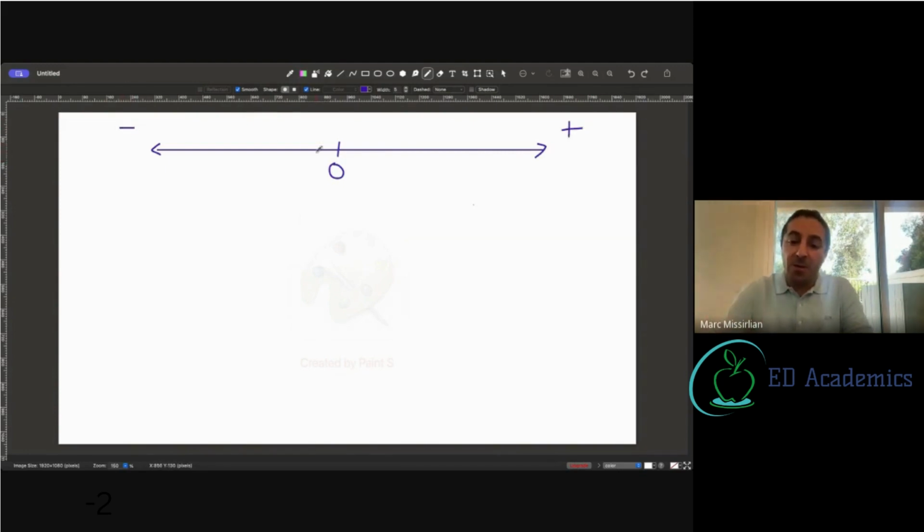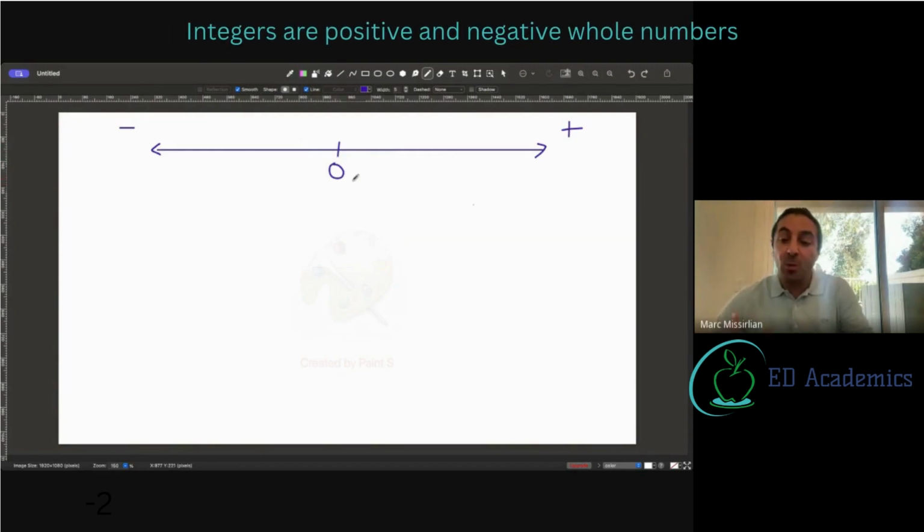Okay. So I'm going to show you several examples of how to add and subtract integers using the number line. And our goal is to be able to take this number line and visualize it in our head every time we add or subtract integers, which are just basically positive and negative whole numbers. Okay. Let's start with our first example.